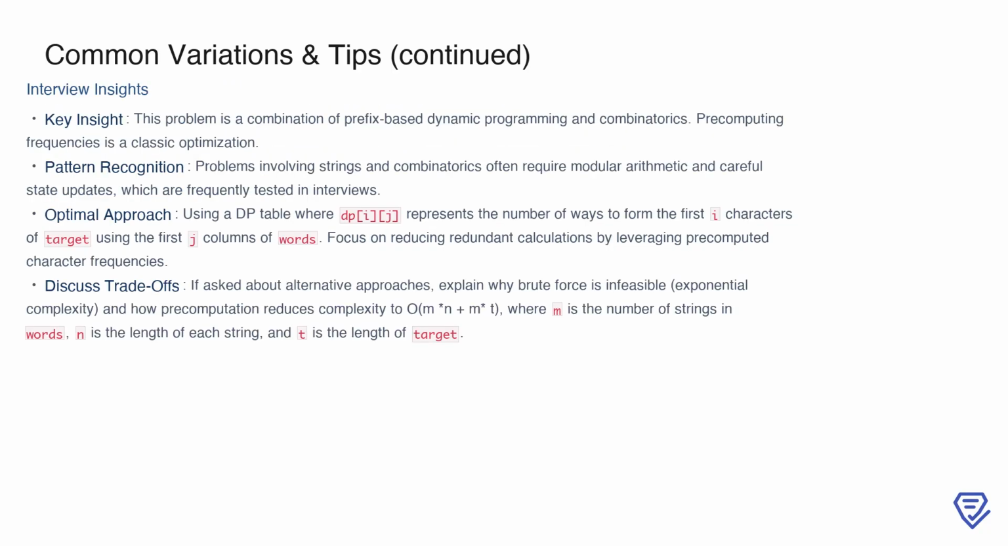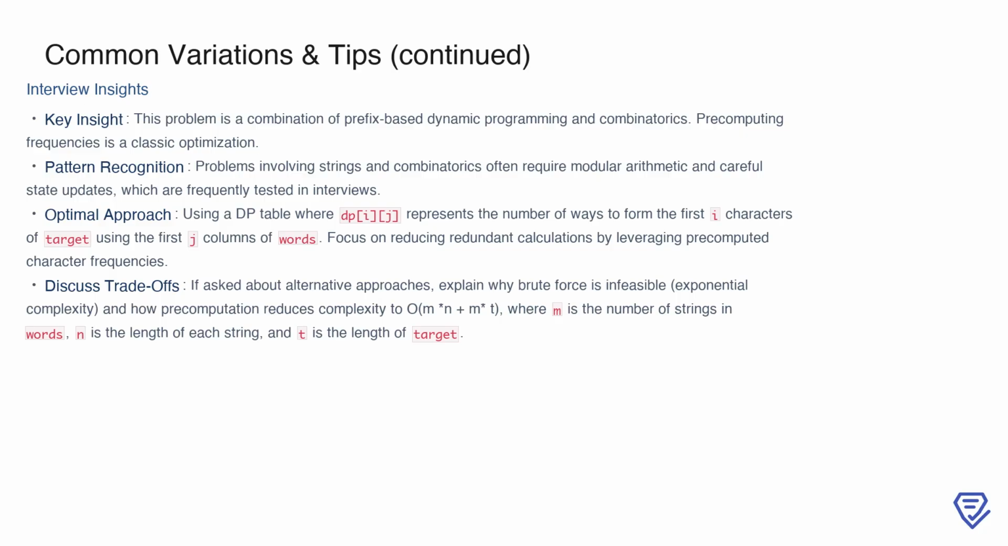This problem combines prefix-based dynamic programming with combinatorics, and understanding this blend is key to solving it effectively. Pre-computing character frequencies is a classic optimization technique that allows you to avoid redundant computations. Problems like this often involve modular arithmetic, especially when dealing with large results, and careful updates to your state variables, which are common themes in coding interviews.